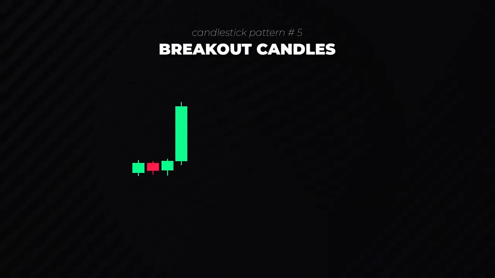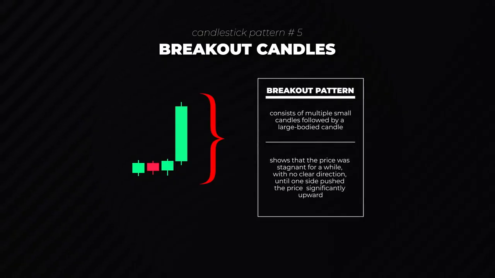Moving on to pattern number 5, which is breakout candles. This is a type of candlestick pattern where we have multiple small candles with small bodies forming, followed by a large-bodied candle. This pattern shows that the price was stagnant for a while, with no clear direction until one side, buyers in this example, push the price significantly upward.